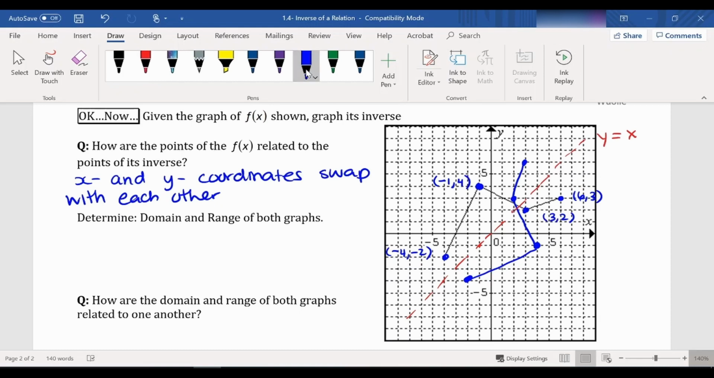Next, we're going to find domain and range of both graphs. So f of x is the original one. Remember, your domain is what x values are allowed. How far does this span left to right? So on my original graph, my domain, my smallest x is -4. My biggest x is 6. On my range, my smallest y is -2. My biggest y is 4.